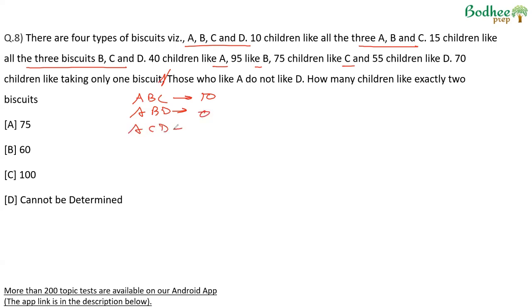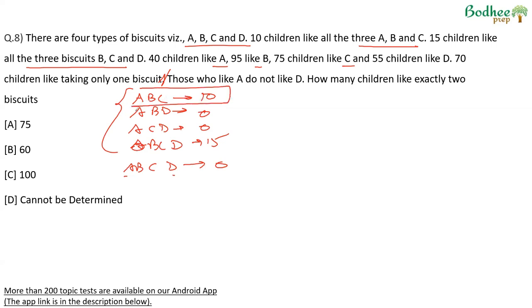A, C, D. Again, this will be 0. B, C, D. This is given as 15. So the number of people who like 3 could be 10 and 15. Also, A, B, C, D will be 0, because someone who likes A does not like this. So we can say that the number of people who like A, B, C only is 10. The number of people who like B, C, D only is 15.